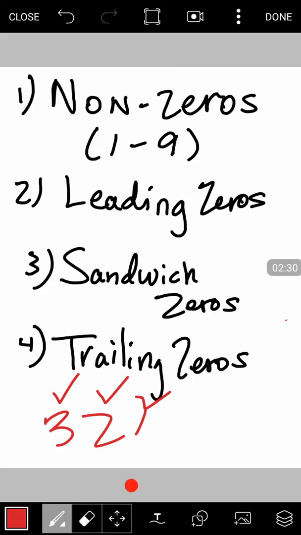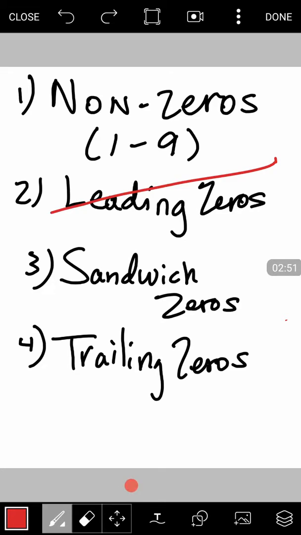Now, does that mean that zeros are never important? No, zeros are important, but it depends on where they are. So that's why we have the three situations here. We have leading zeros, sandwiched zeros, and trailing zeros. So let's look at leading zeros. First of all, a leading zero is never significant. I don't care what the situation is.